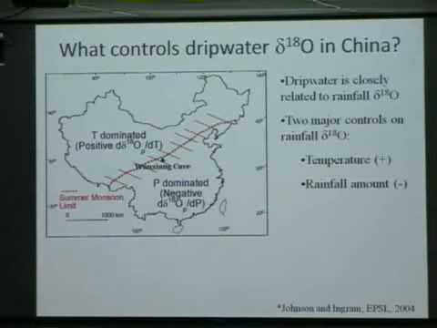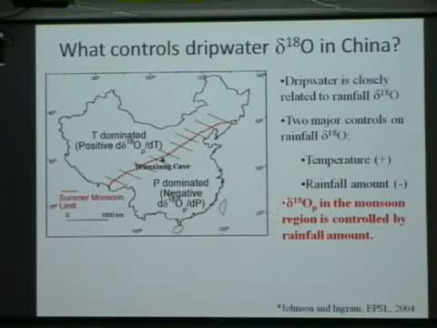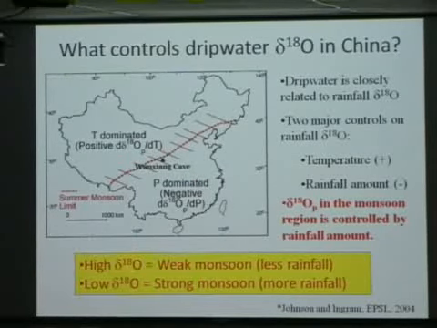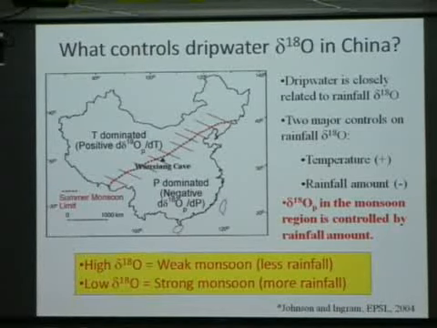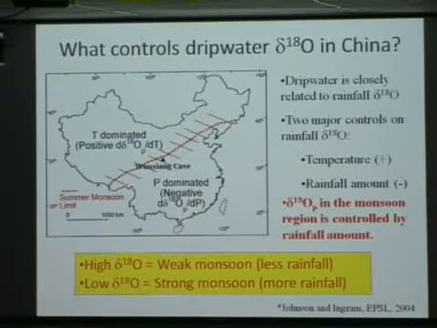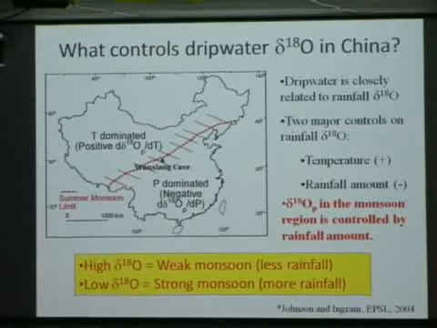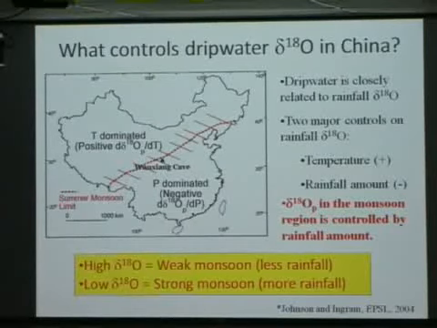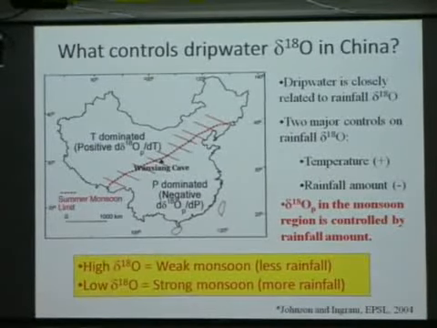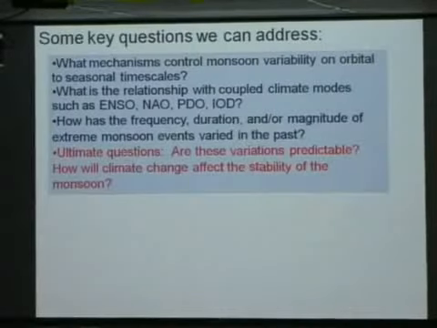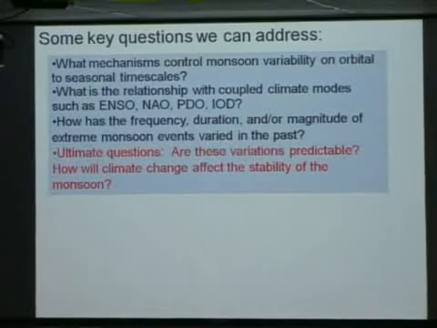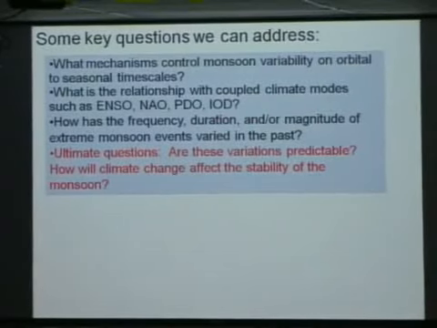So for speleothems then, we can assume that the delta 18 in the monsoon region is reflecting rainfall amount, and therefore in the speleothems, if you see a high or more positive delta 18, then that would indicate a weaker monsoon or less rainfall. And if you see a really negative delta 18, that would represent a strong monsoon or more rainfall. And this is a bit of an oversimplification, and I'm happy to discuss this more in detail if anyone's interested. But in general, this is how the speleothem records from this site are interpreted.